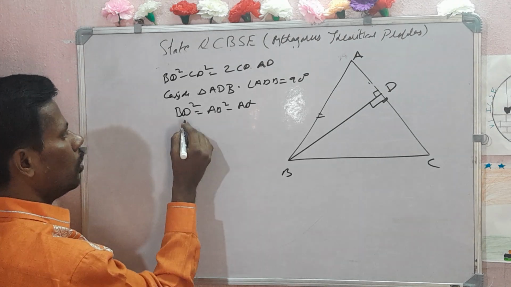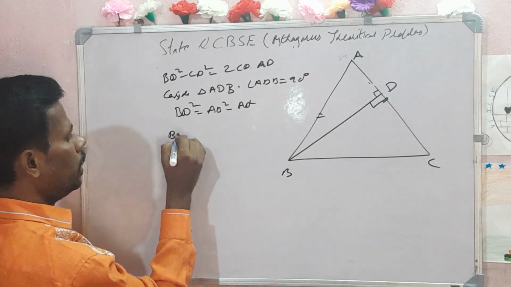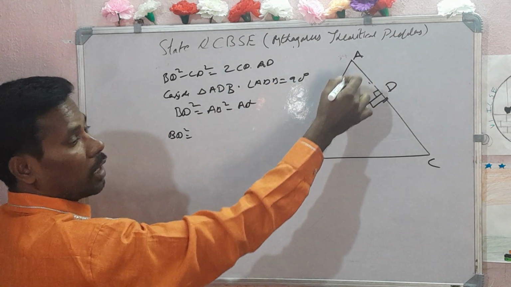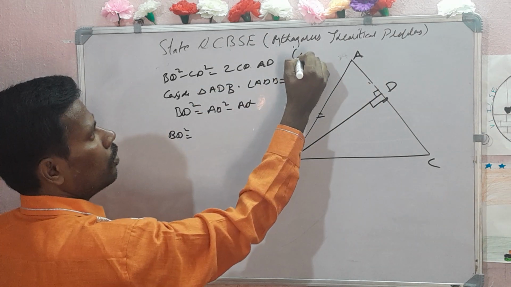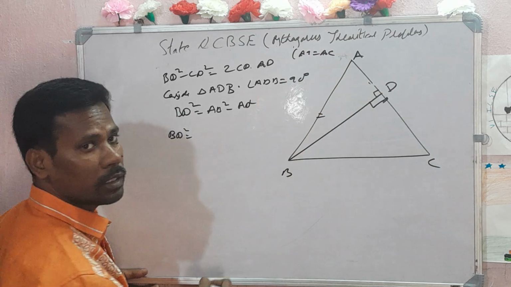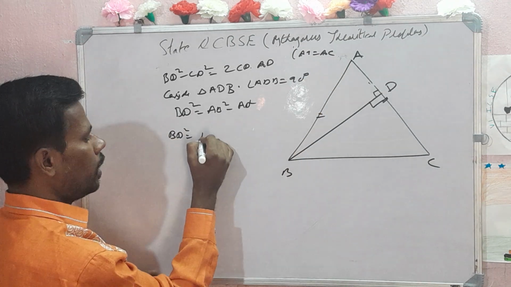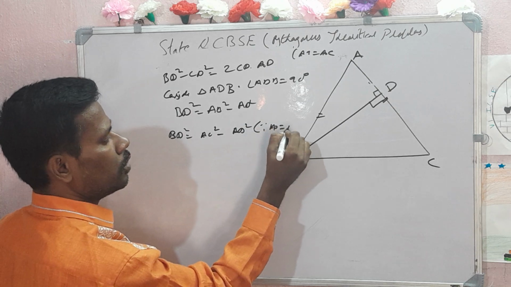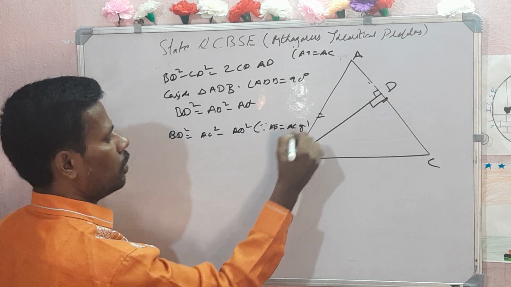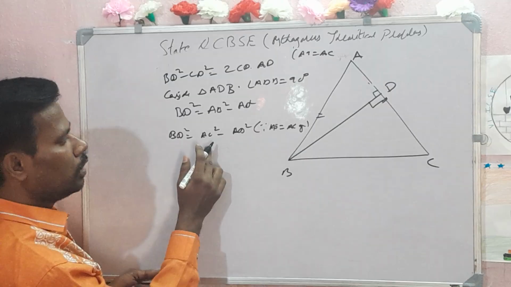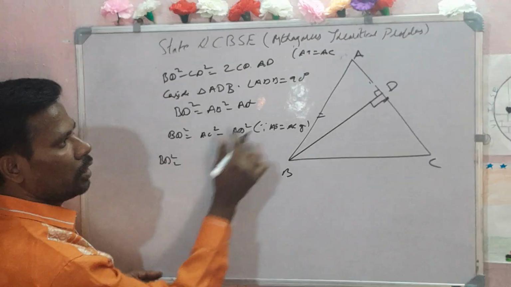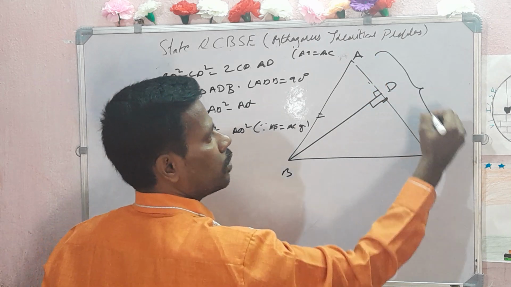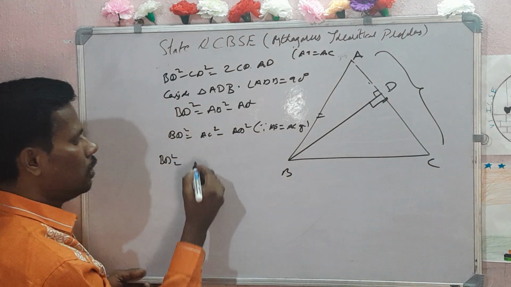Right? So now BD square is equal to AB square minus AD square. What is AB? In an isosceles triangle, AB is equal to AC, given. So in place of AB, I can write AC square minus AD square, since AB is equal to AC given. Now AC length, how will you get? By adding AD plus DC.